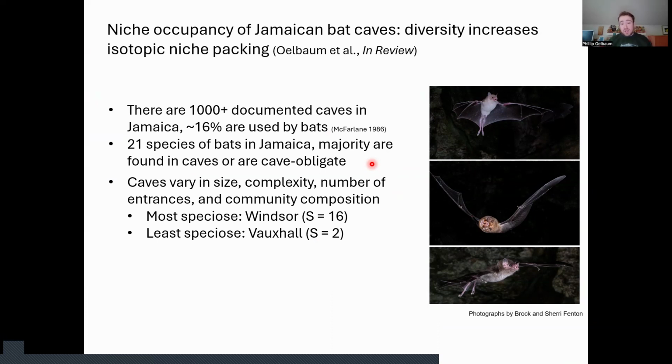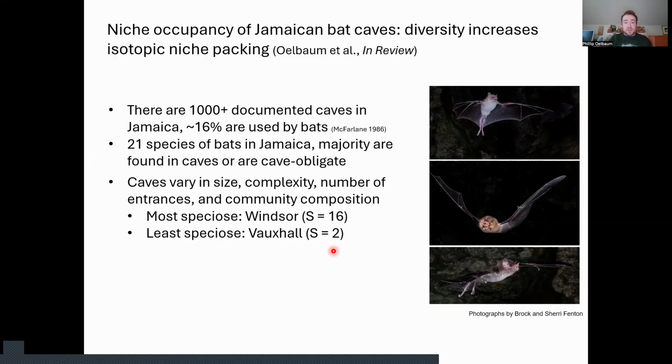These caves across the island vary in size and complexity, number of entrances, and interestingly, in species composition as well. So we went to Windsor Cave, which was those photos I showed at the top of all the stripped and broken trees. That's just outside Windsor Cave. That was the most speciose cave on the island by our estimation, with 16 different species. There's caves where there's only Artibeus. The least speciose that we visited was Vauxhall Cave, where we saw a few Artibeus, and there's a record of Nyctinomops. But across the board, these caves vary a lot.